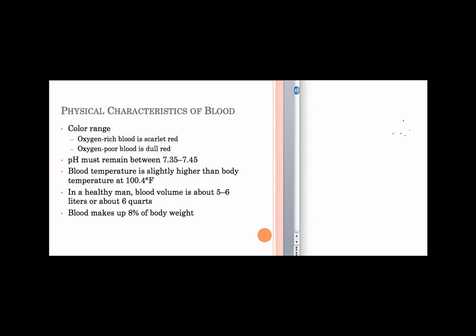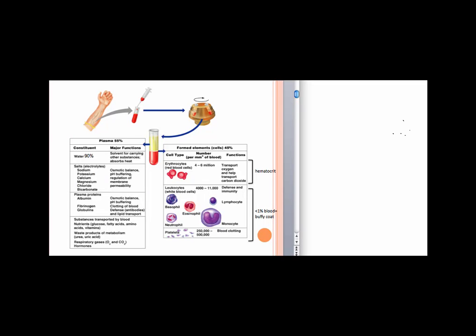If you look at blood, blood is a dark red color, and that's when it's oxygenated. Anytime it's deoxygenated, it appears a dull red or purple. Typical pH of blood is 7.35 to 7.45, and this is especially important because the proteins and enzymes in our blood become denatured if this pH is out of range. Temperature of blood is higher than our body temperature at 100.4 degrees, and 8% of our body weight is actually composed of our blood.